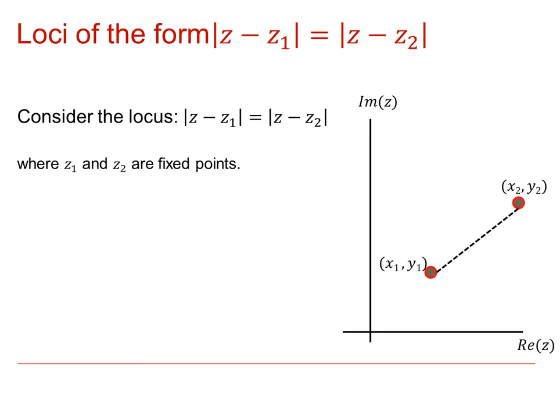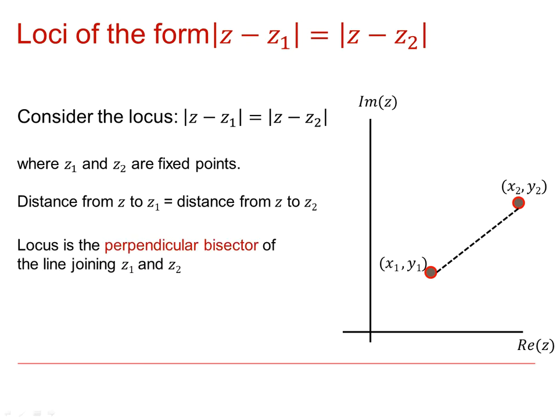Now I want to look at a different type of locus, this time where we have the modulus of z minus z1 equal to the modulus of z minus z2. So remember that we can interpret the modulus of z minus z1 as being the distance from z1. So what we're saying here is that this is a point moving so that its distance from z1 is equal to its distance from z2. In other words, it's the perpendicular bisector of the line joining z1 to z2. So all of those points on the red line are equidistant from z1 and z2.